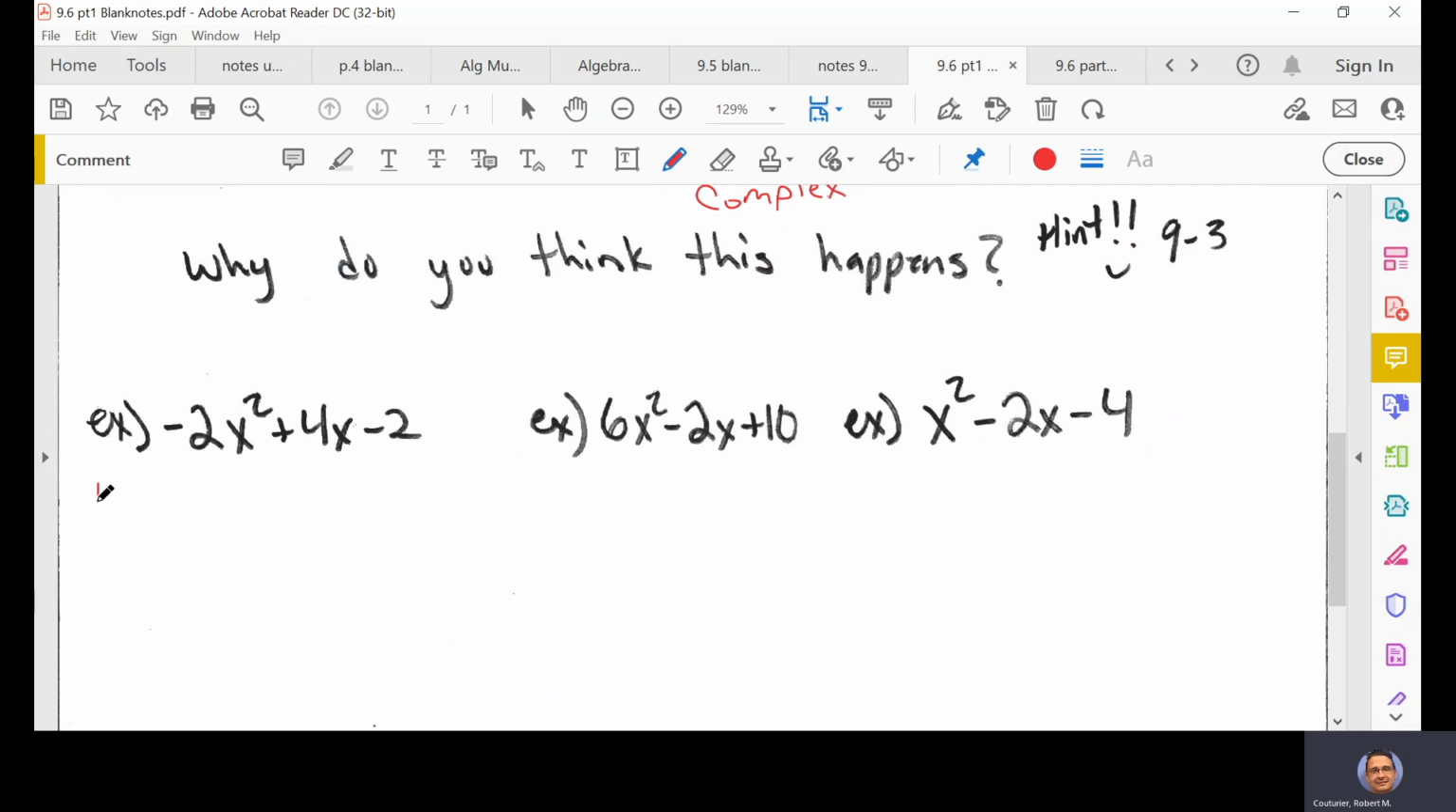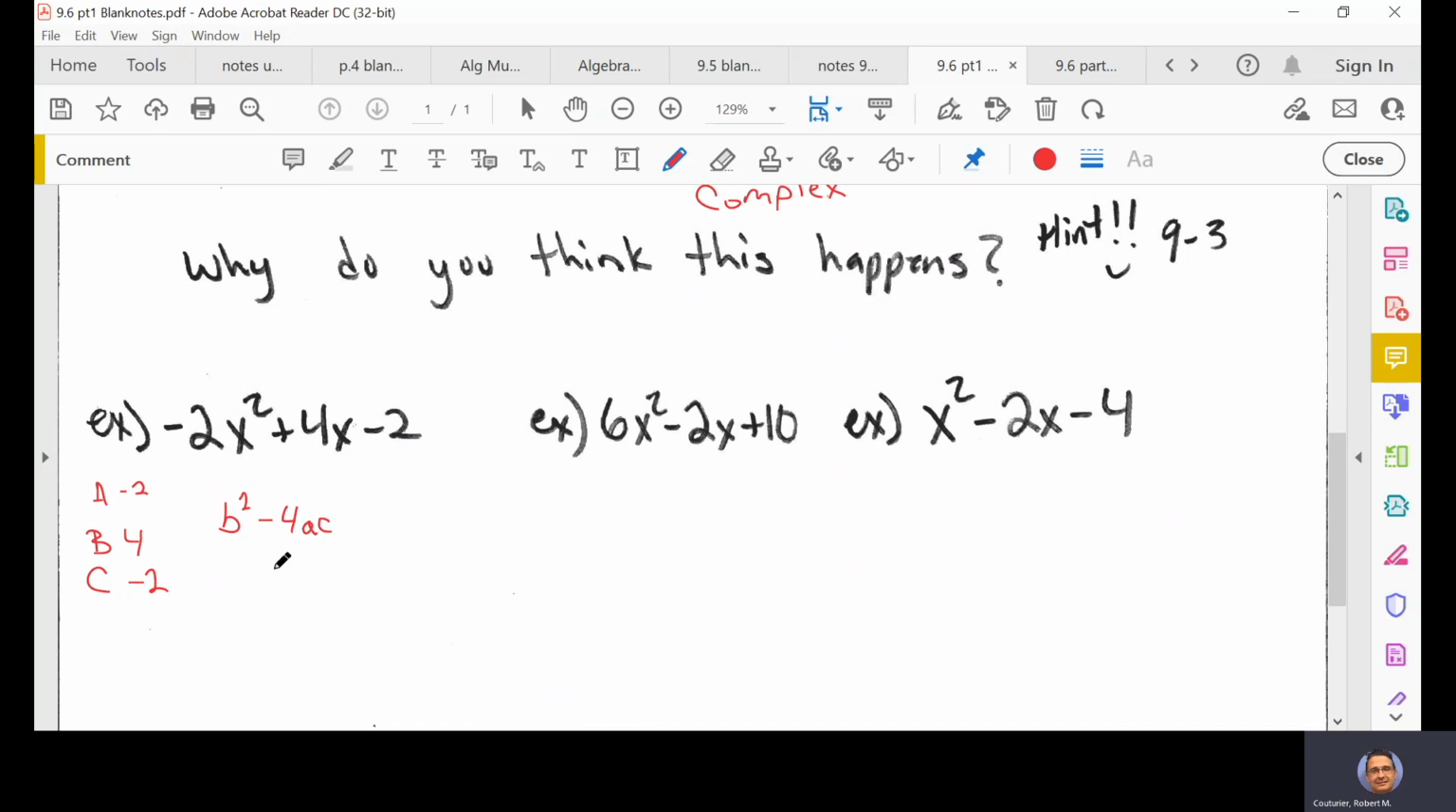Again, we need to identify what is A, what is B, what is C. So A is negative 2. B is going to be 4. And C is negative 2. And we have to plug that into our formula, b squared minus 4ac.